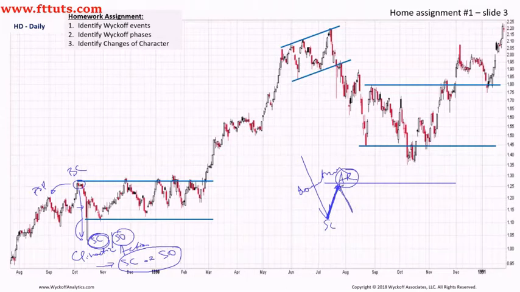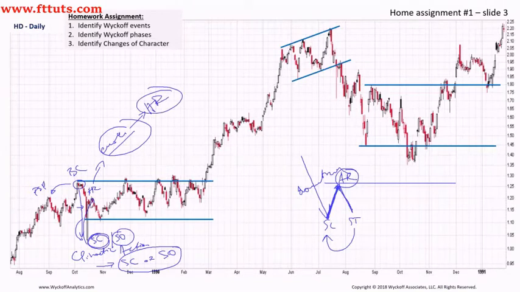Okay, and then the next reaction would be labeled as secondary test, which is testing the area of the selling climax. So that's exactly what is happening here. Why do we say that this is an automatic rally? Well, look at the quality of the rally. What does this tell you? Relative to the downtrend, it's a change of character. It's the largest reaction to the upside since the buying climax. So of course, this is going to be a change of character, and therefore it could be labeled as an automatic rally.